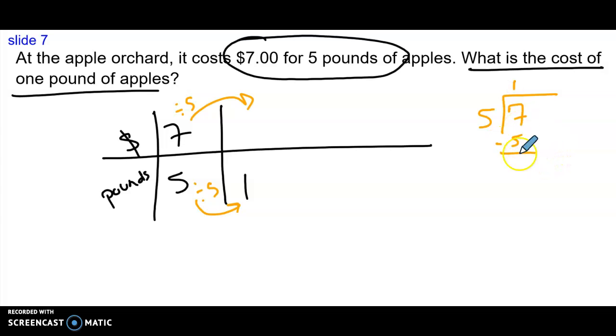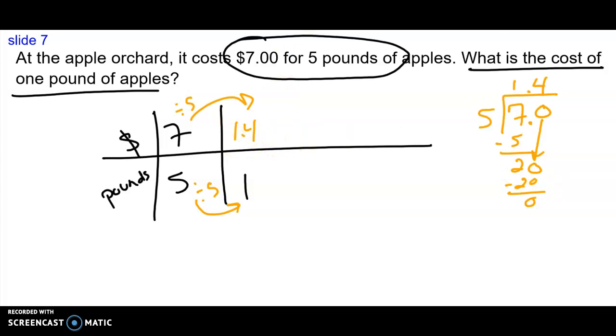Use your calculator. I've got this on here. 7 minus 5 is 2. And next a decimal and a 0. Bring down the 0. 5 goes into 20 4 times. So your answer is 1.4.